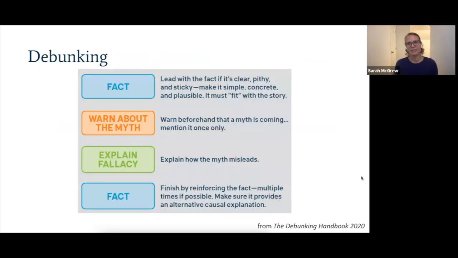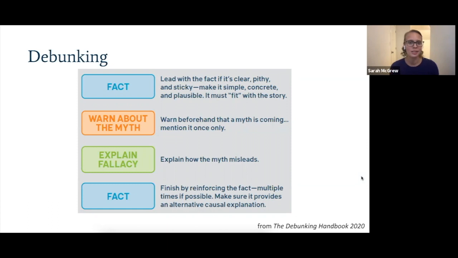So to be effective, debunking ideally follows this formula, which is described very clearly in the Debunking Handbook 2020, which was written by 22 prominent misinformation scholars and summarizes our current consensus on the science of debunking.